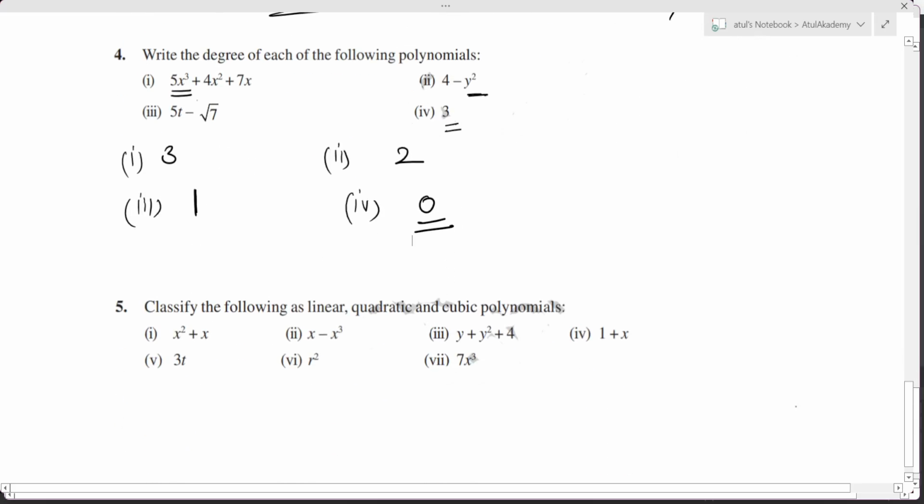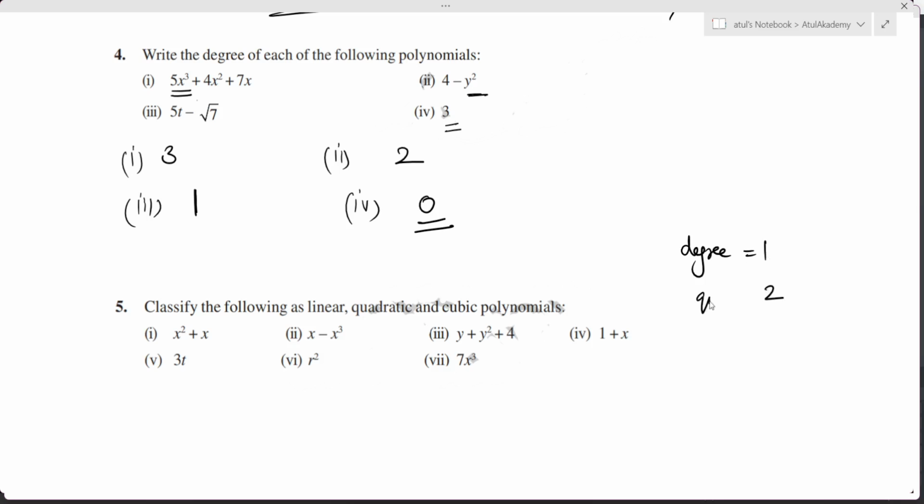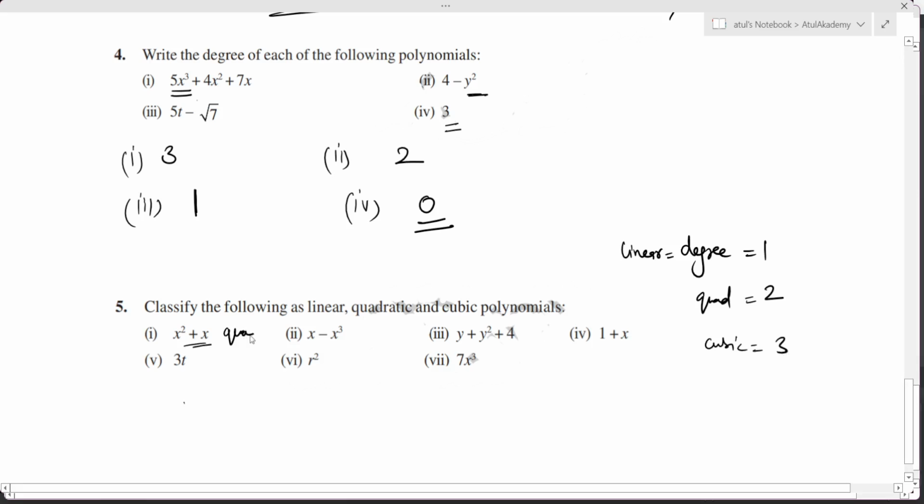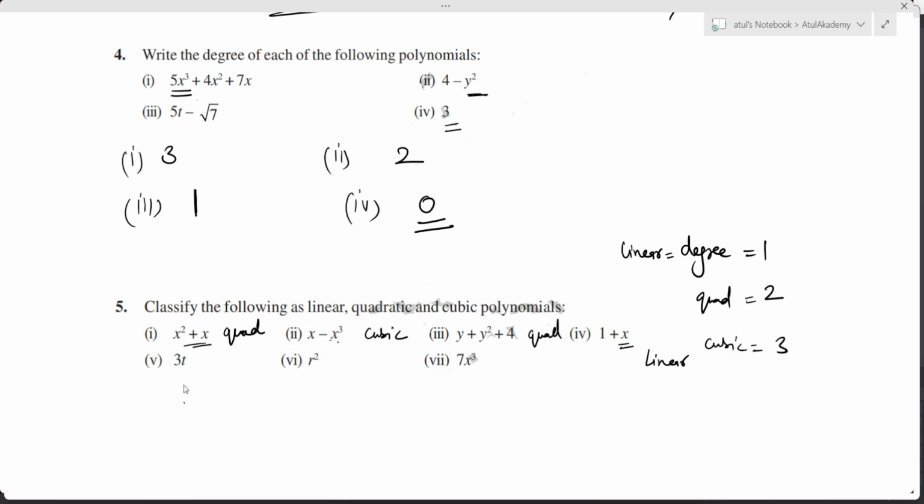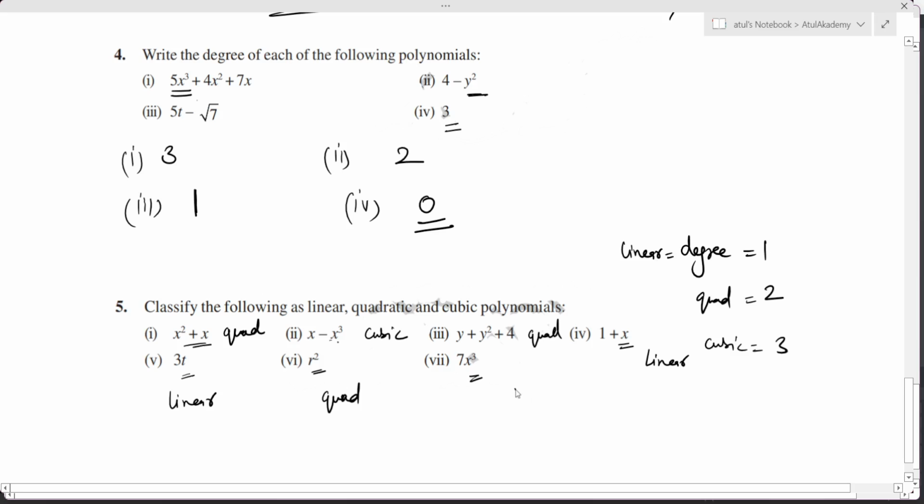Now we need to classify which is linear, quadratic, cubic. Linear is degree 1. Quadratic is degree 2. And cubic is degree 3. So which has degree 2? This one. So first one is quadratic. Second one, degree 3, so it is cubic. Third one, degree 2, again quadratic. This one is linear because degree is 1. Again degree 1, so it's linear. Degree 2, so that's quadratic again. And degree 3, it's cubic again.